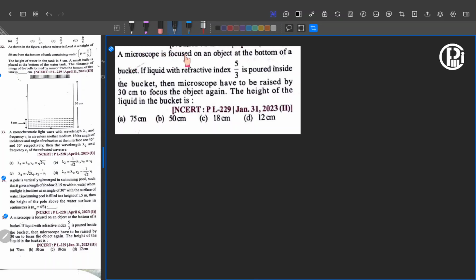Repeating the question: a microscope is focused on an object at the bottom of a bucket. If liquid with refractive index 5/3 is poured inside the bucket, then the microscope has to be raised by 30 cm to focus the object again. The height of the liquid in the bucket is? Let's say this is the bottom of the bucket.